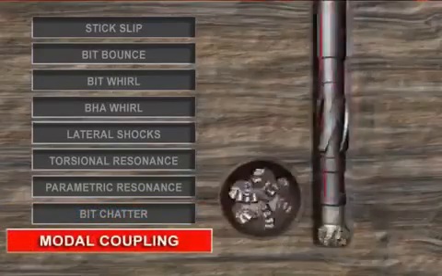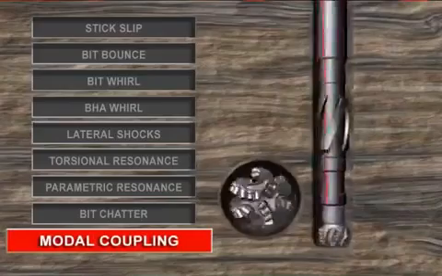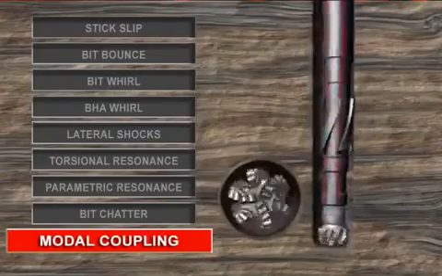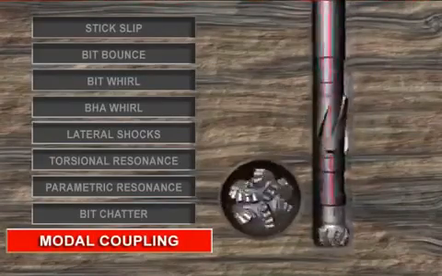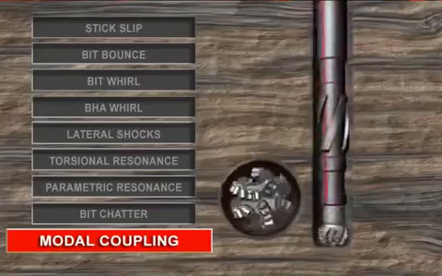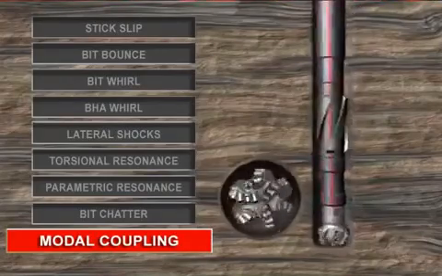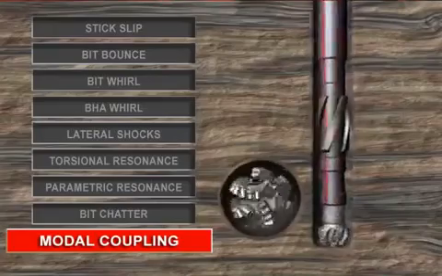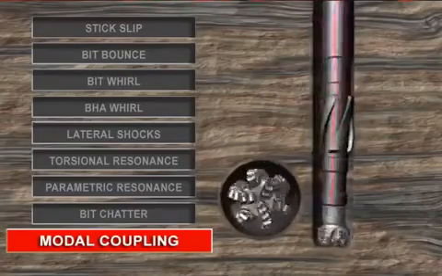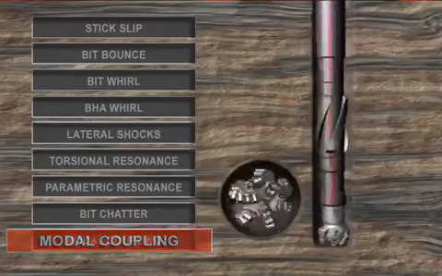Modal coupling describes vibration occurring in all 3 modes, axial, torsional, and lateral, simultaneously. It creates axial and torsional oscillations and high lateral shocks along the BHA. The most extreme form of vibration, it usually results from failing to control one of the other vibration mechanisms.